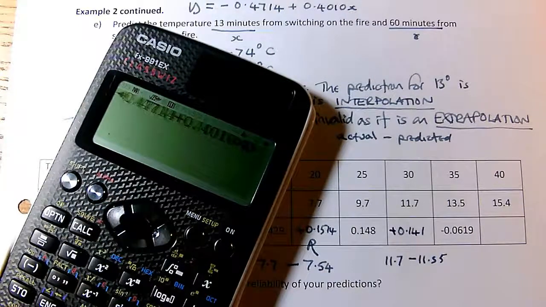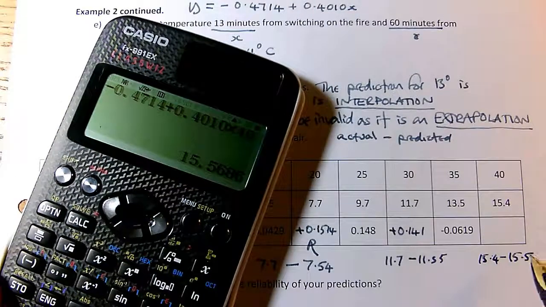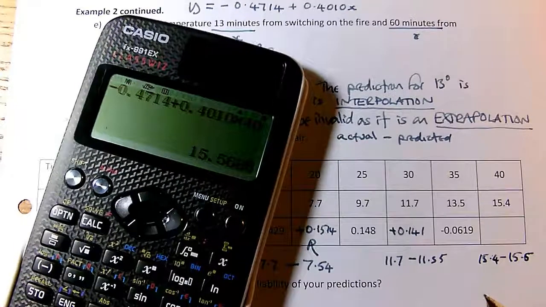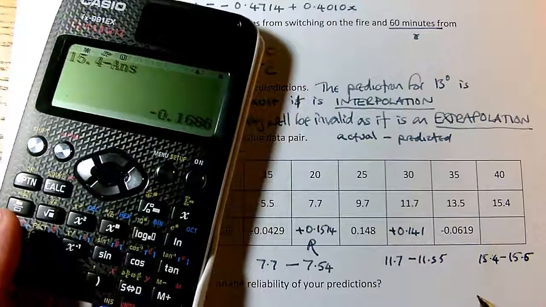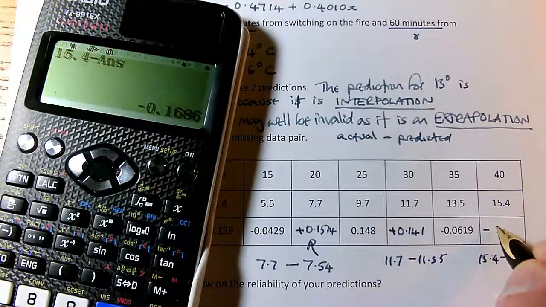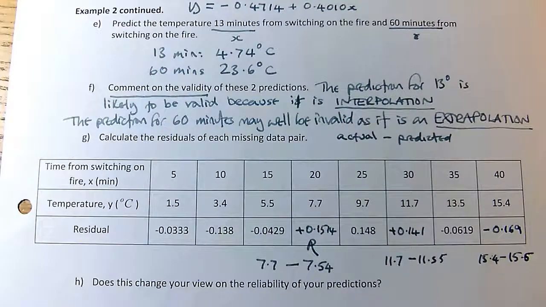delete that and I'll work out 40, and the predicted value, which I have to take away, is 15.5, and so my actual value was 14.4. So actual minus predicted gives me, actually this is 15.6. So if I do 15.4 minus that answer, then I get my residual is minus 0.169. Well, let's say 0.169, because we've been going to 3 significant figures. Okay, so those were in the direction we predicted, so that looks all good.